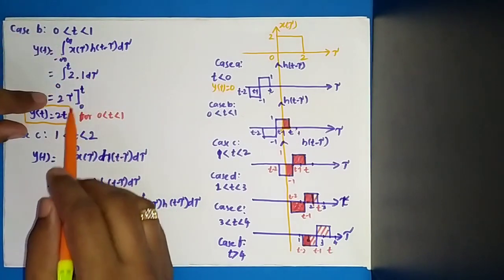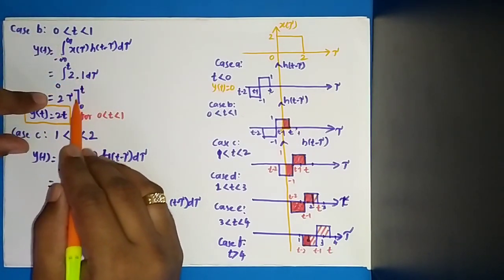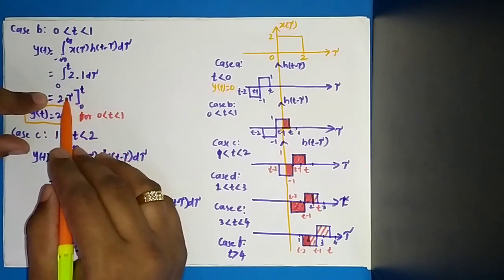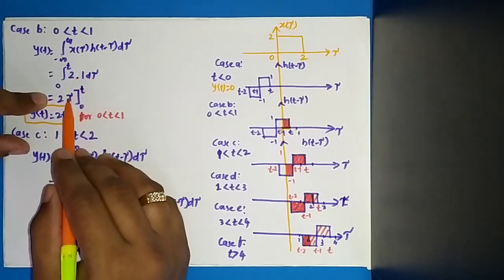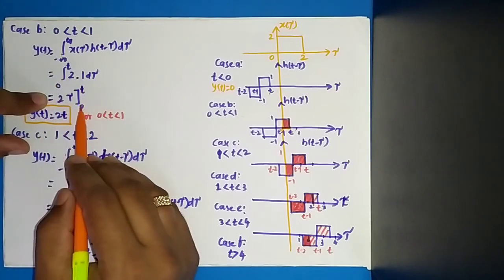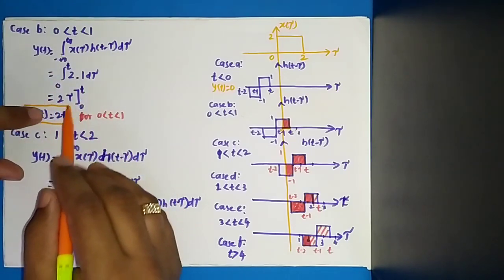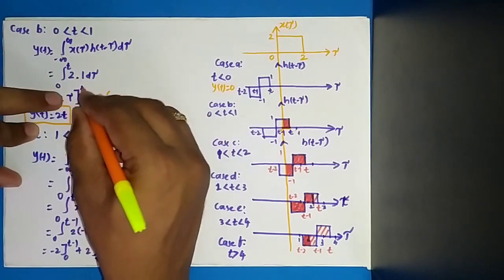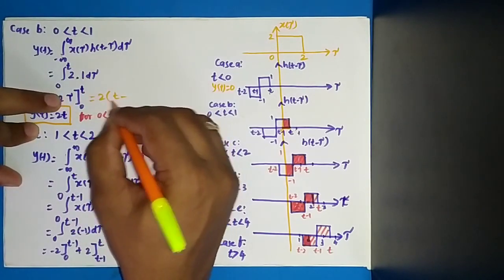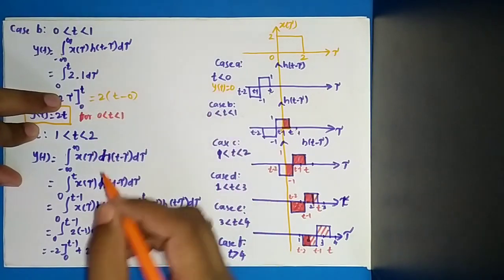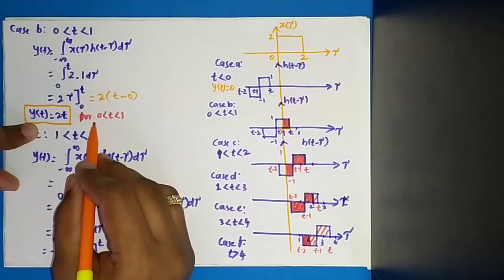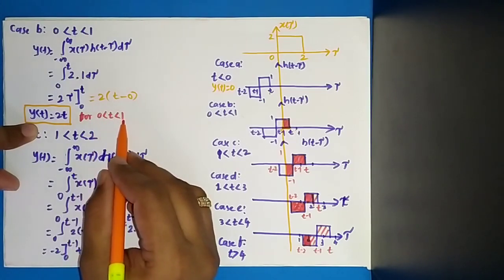Now if you integrate, the 2 as it is will come out, and the integration of 1 is tau, with the limits 0 to t. If you substitute that, 2 stays as it is, and in place of tau we put t, then put 0 for the lower limit, so it is just 2t. So y of t is equal to 2t for t between 0 and 1.